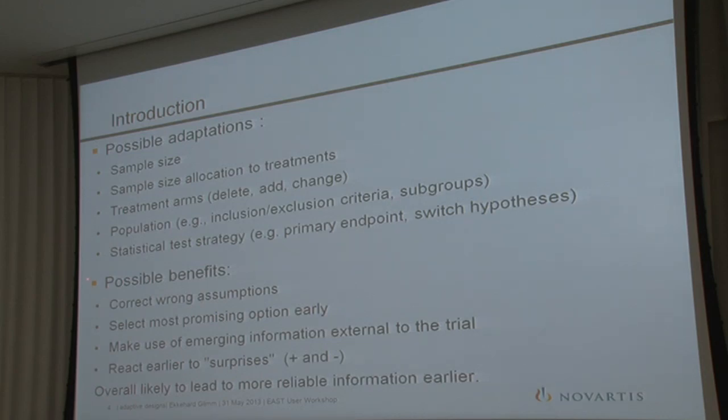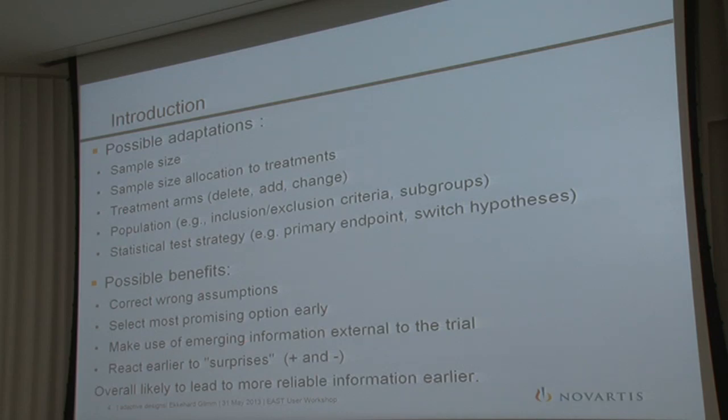Population selection: if you have pre-specified a subgroup where you hope for more benefit than another, you might think about dropping that population or changing the inclusion-exclusion criteria. And in theory, of course, as we well know by now, you could redesign the entire trial. So change everything: primary endpoints, which hypothesis, and so on.